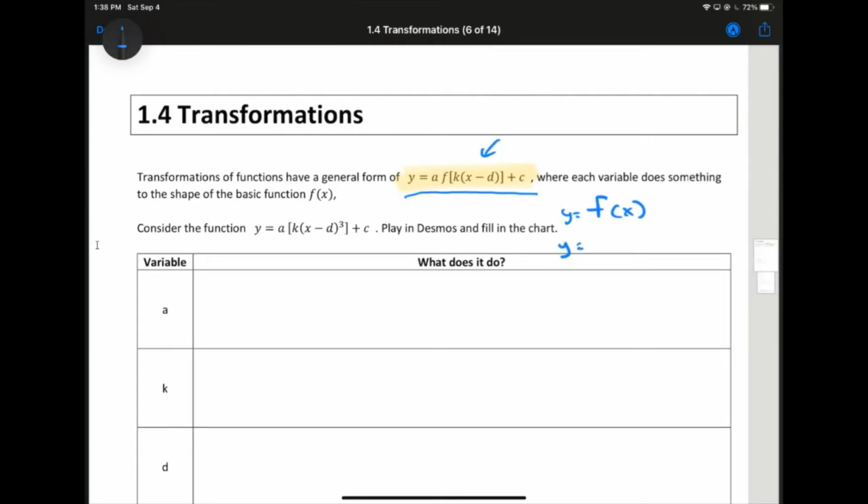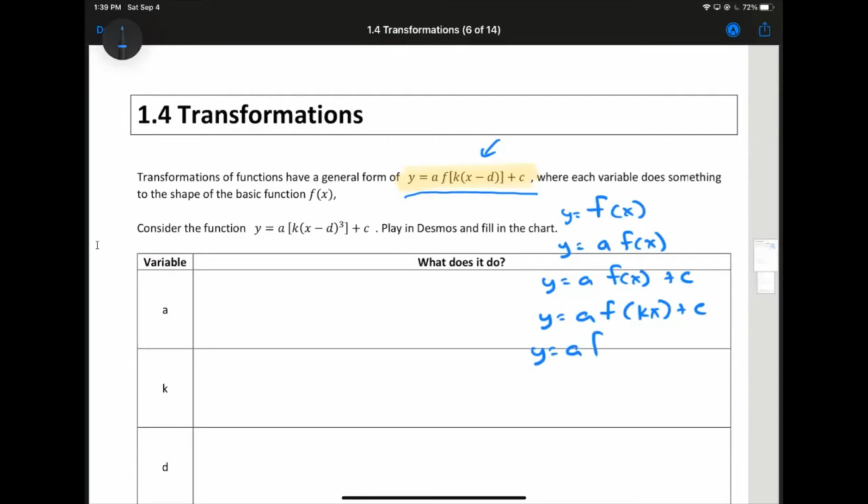If I want to introduce the variable a, it goes in front of f of x. If I want to introduce the variable c, it goes at the end after f of x. If I want to introduce the k, it goes in front of the x in the f of x. And if I want to introduce the d, it goes with the x to the right of it.